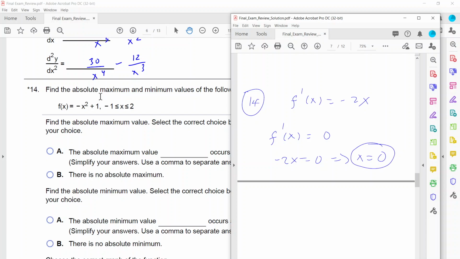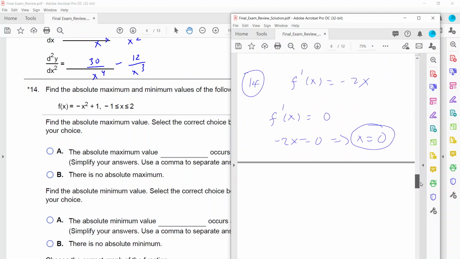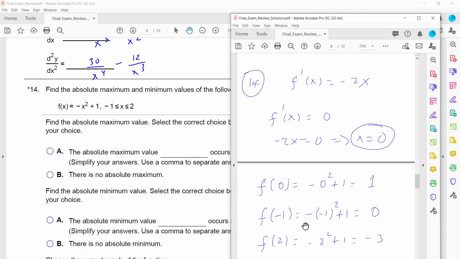Now for finding the absolute maximum or minimum, we need to find the value of the function at the critical point and at the boundary points. At the critical point, which is 0, that means negative 0 squared plus 1, which is 1, and then the value at the boundary points, which are negative 1 and 2. If we do this calculation, that will be 0, and at 2 that will be negative 3. Now to find the absolute maximum or absolute minimum, you just choose the largest one from here, which would be the absolute maximum.